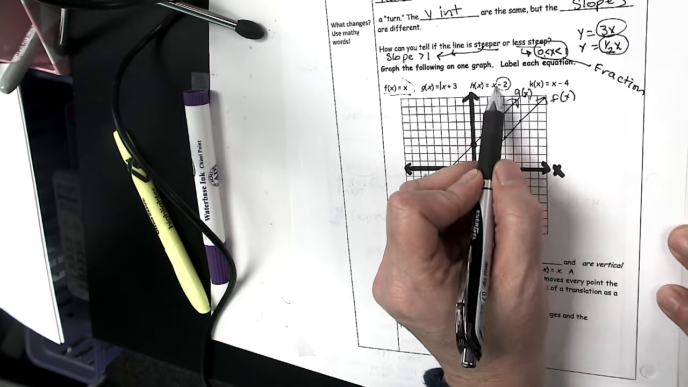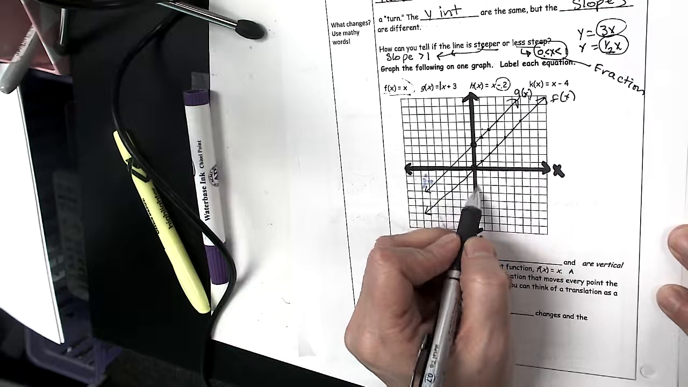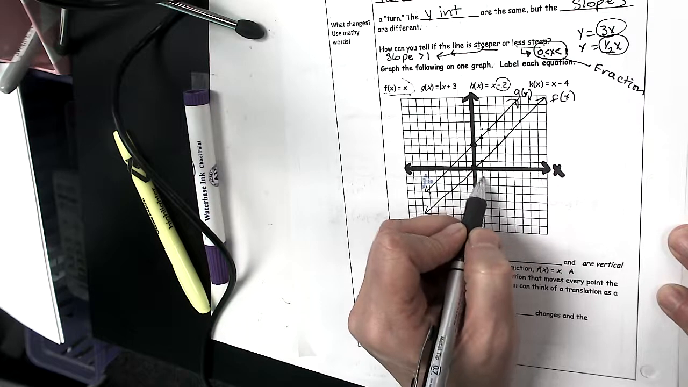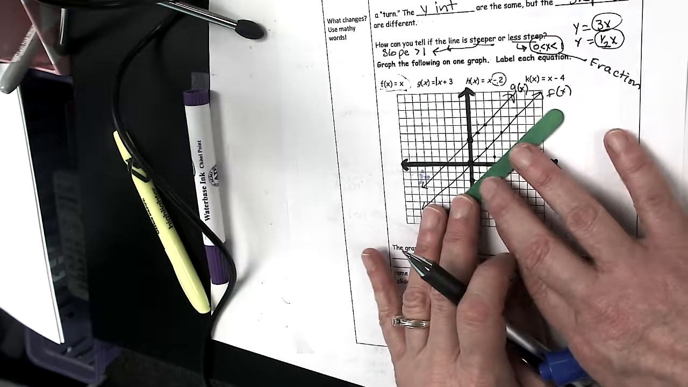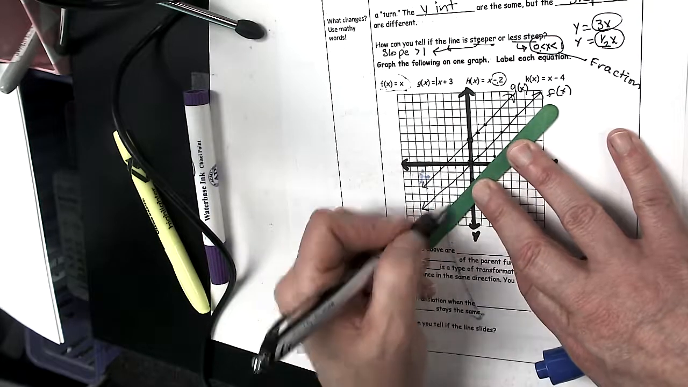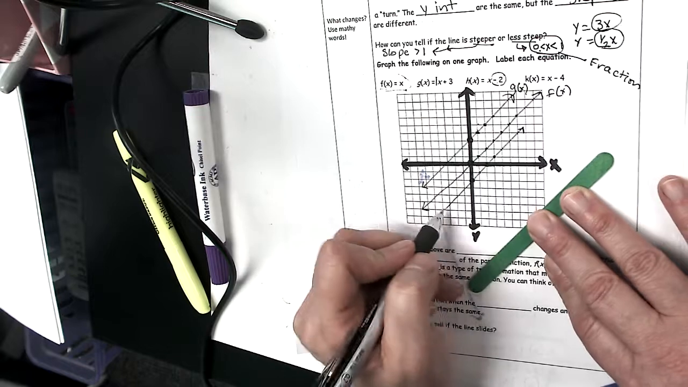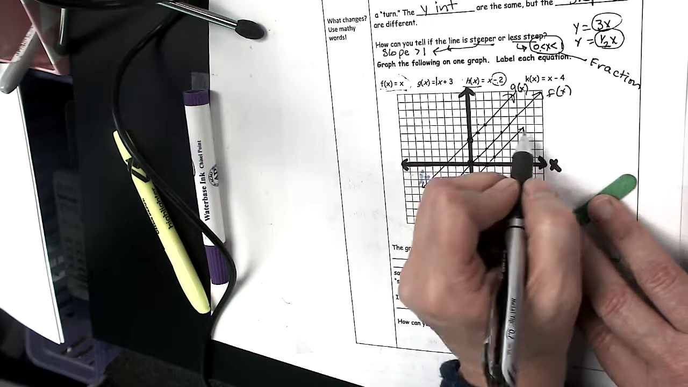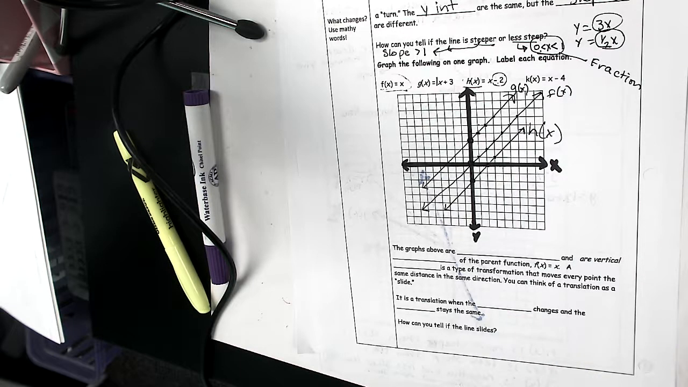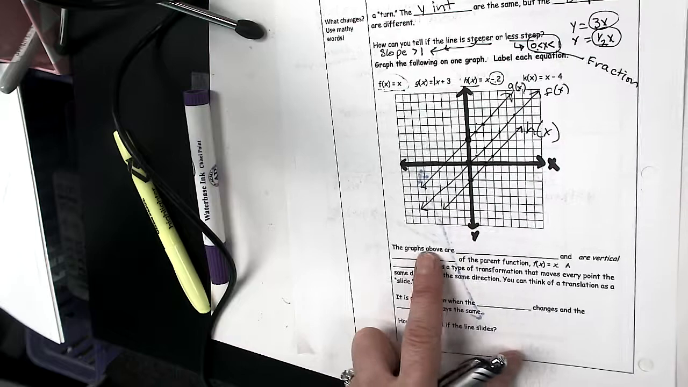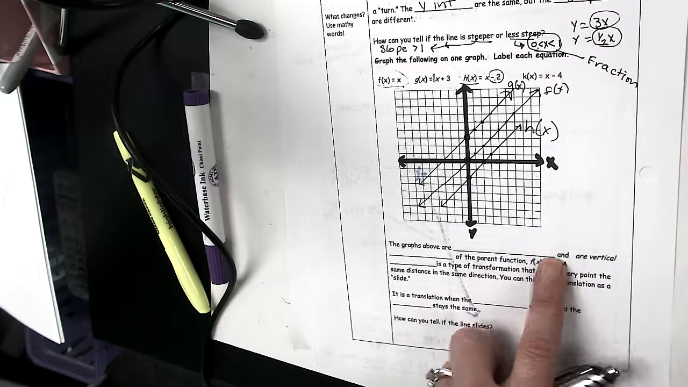All right, so the graphs above are blank and are vertical translations of the parent function. So the graphs are what? Parallel. And are vertical translations of the parent function f of x.